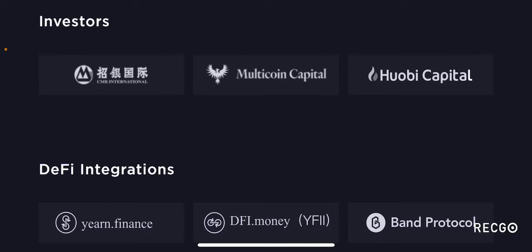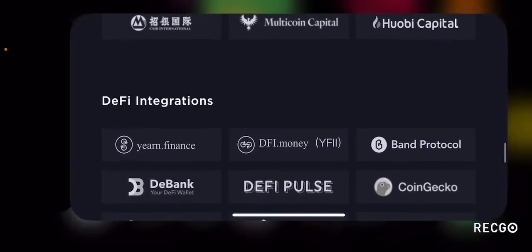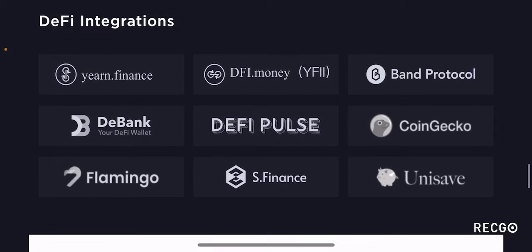Multicoin Capital is another relatively popular venture capital investor for several other cryptocurrency projects. CMB International seems to be one of the new names that I'm hearing, but I do believe that they might have had other crypto investments as well, right? So again, some decent players to look into.